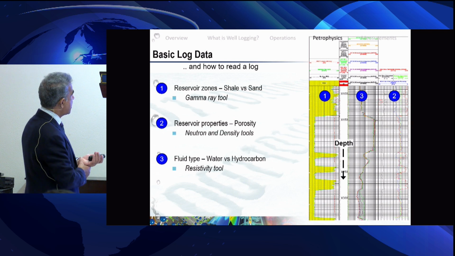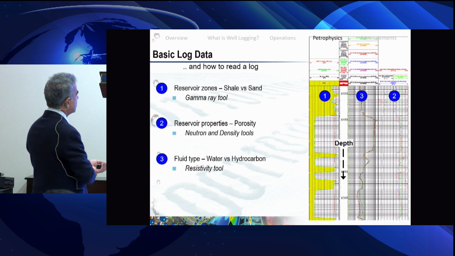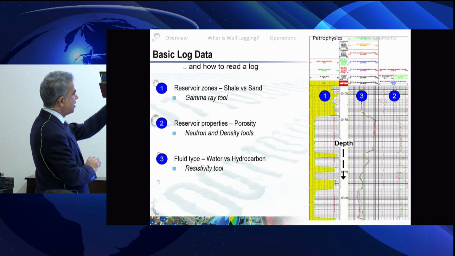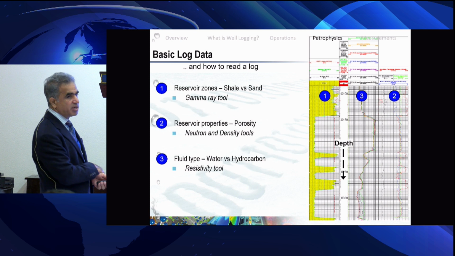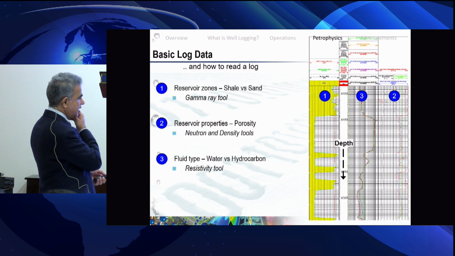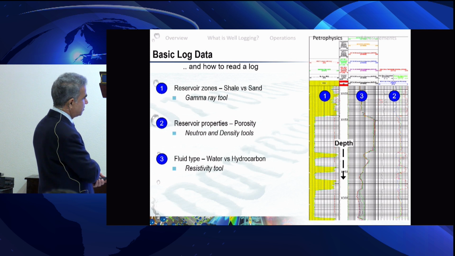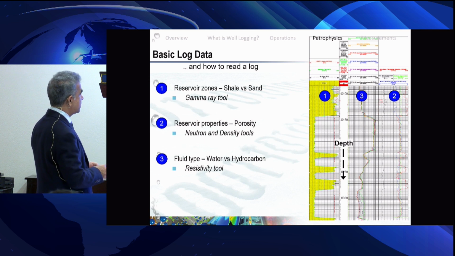So basic log data and how to read a log. On your right hand side we see 1, 2, 3 different, we call tracks, different tracks displaying different curves with different texture and color. So reservoir properties, reservoir zones, is the shale versus sand.